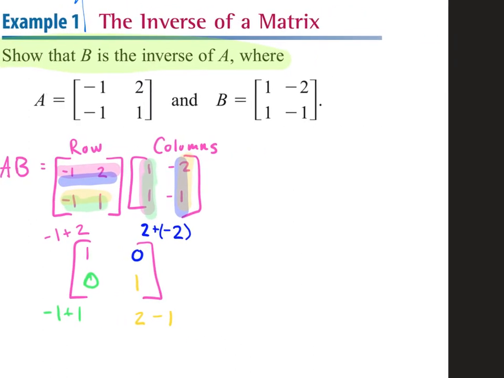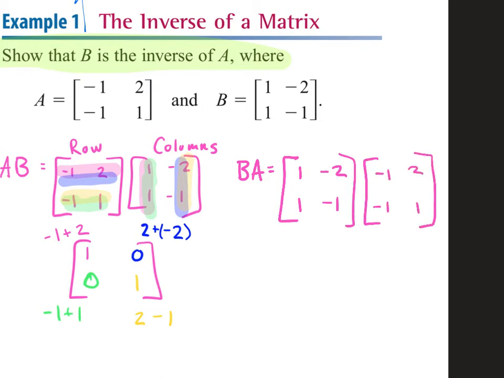Now we have to multiply B times A and get the same thing. We always have to do both just to check. So we start with B: 1, -2, 1, -1. And then A: -1, 2, -1, 1. And we multiply. We start with our first row, first column. We have 1 times -1 is -1. -2 times -1 is +2. -1 plus 2 is 1.